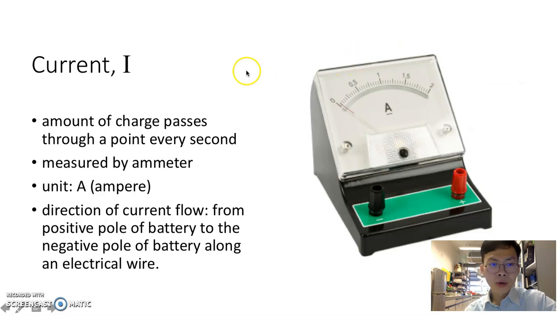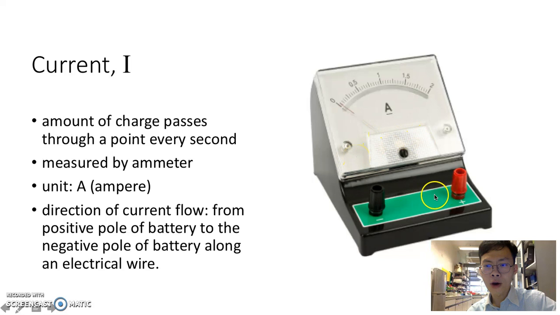And then we have to introduce current, for which we use the symbol I here. It means the amount of charge that passes through a point every second. It is measured by an ammeter, with the unit called ampere, with the capital letter A. And the direction of current flow is from the positive pole of the battery to the negative pole of the battery along an electrical wire. So let's take a look at this picture of an ammeter.